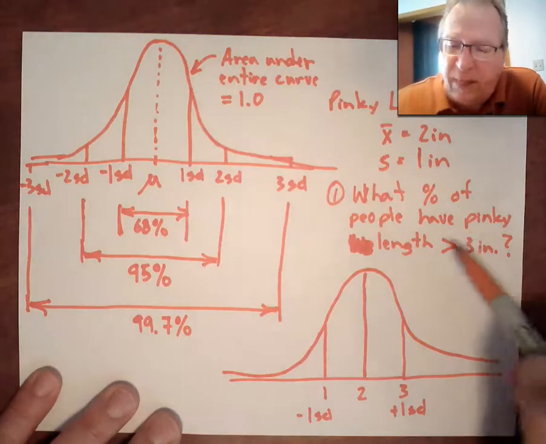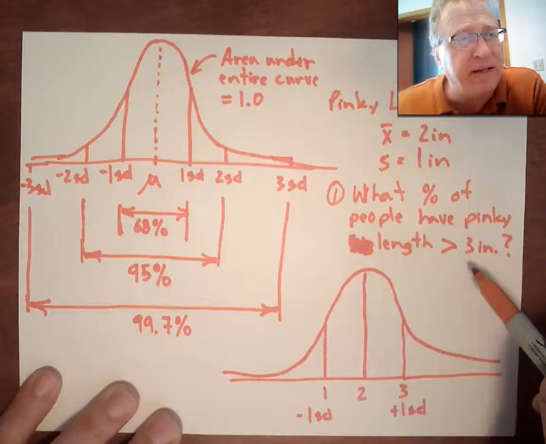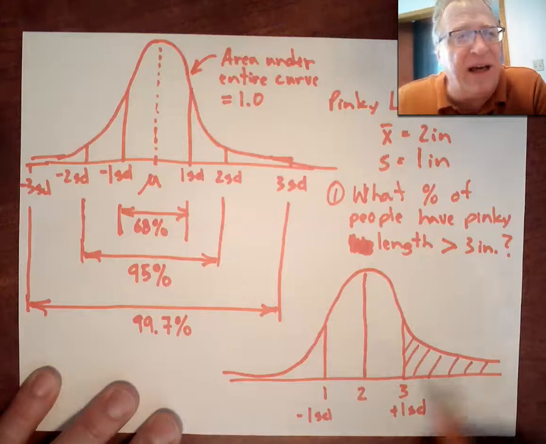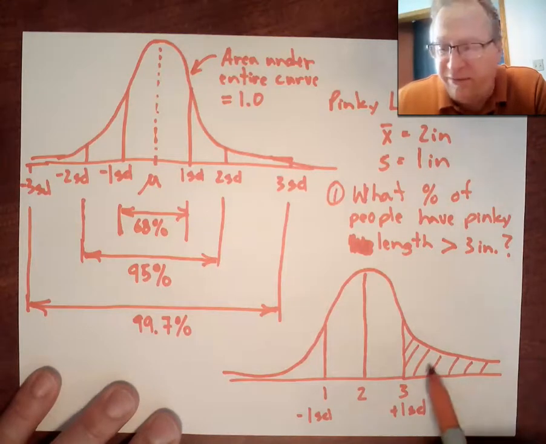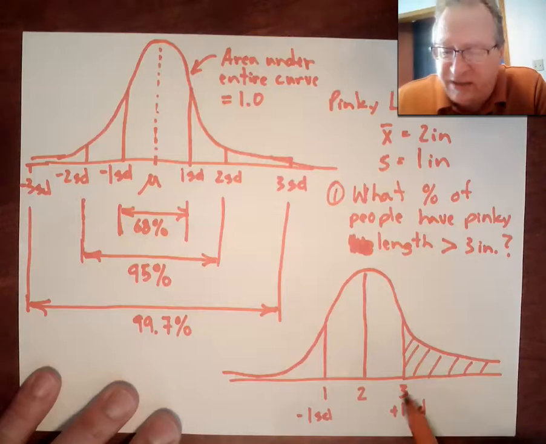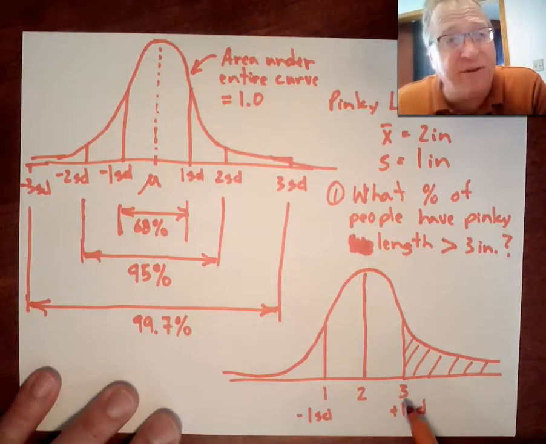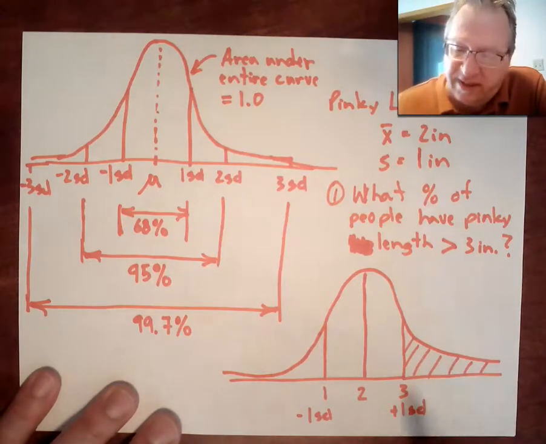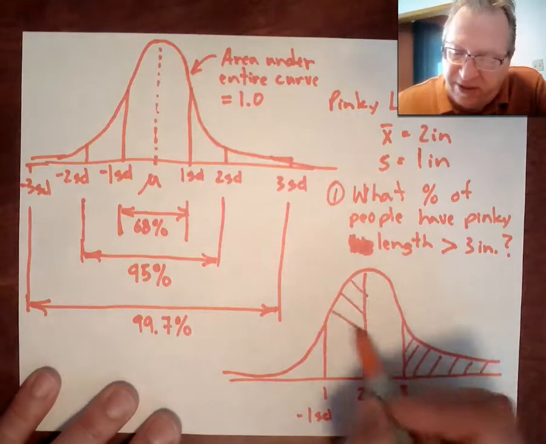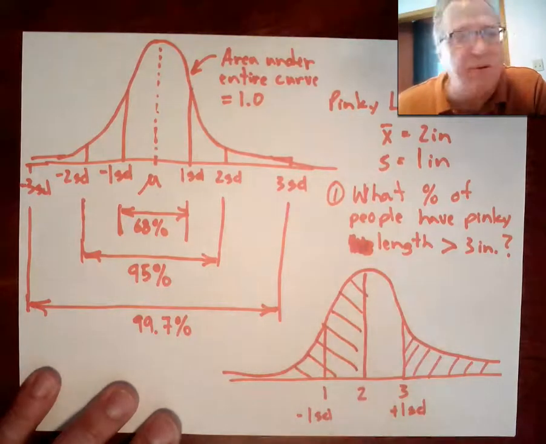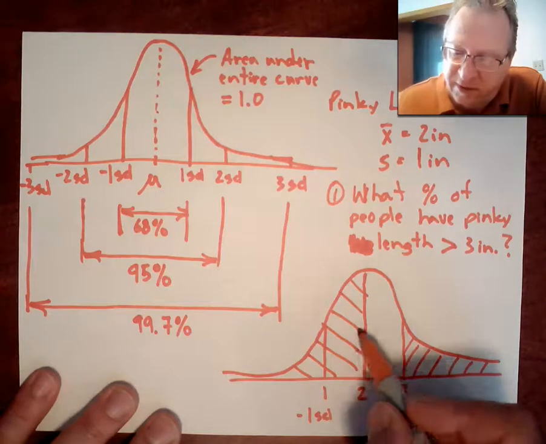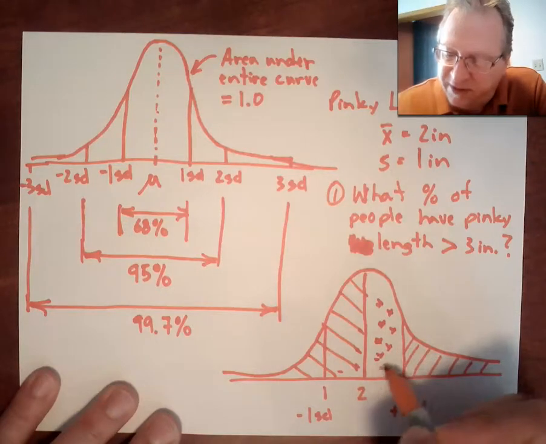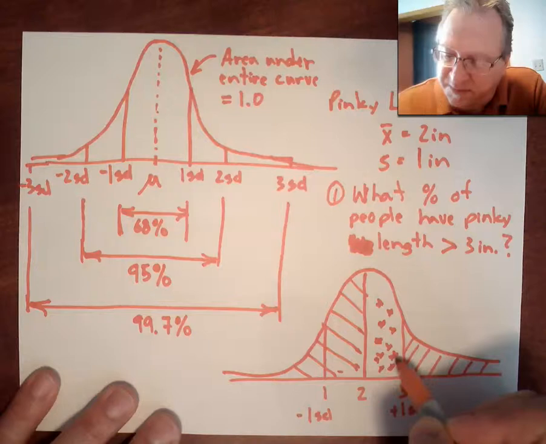Now the question is, what percent of people have length greater than 3 inches? So what we're really trying to find is the area under that little section of the curve. And if we can figure out what that area is, that's the area with people who have a pinky length greater than 3. That's our answer. But how do we know that? Well, let's see. Remember, we know what this area is. That's equal to 0.5. The question is, what's this area equal to? With the little stars. Fun little stars.